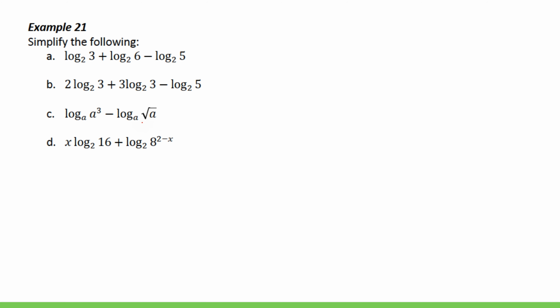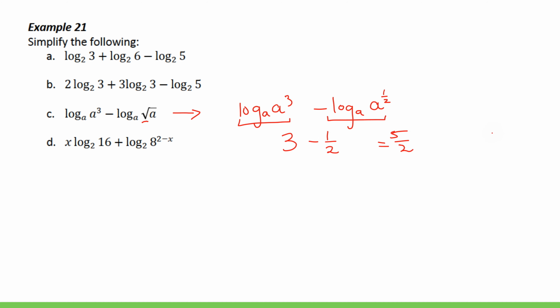With part C, I don't like the square root. It doesn't look very helpful. So instead of writing square root a, I'm going to write it as a to the power of a half. So this will be log a of a^3 minus log a of a to the power of a half. Now if you remember your rule, whenever the base and the value are the same, that's just 1, and that leaves over the power, which will be 3 minus a half, which is 5 on 2.